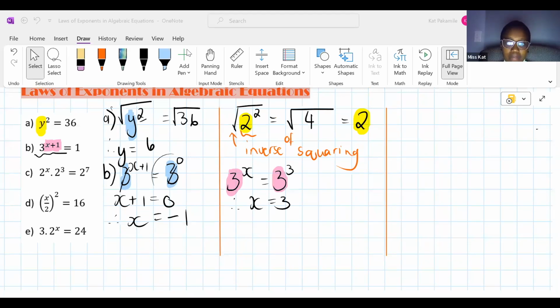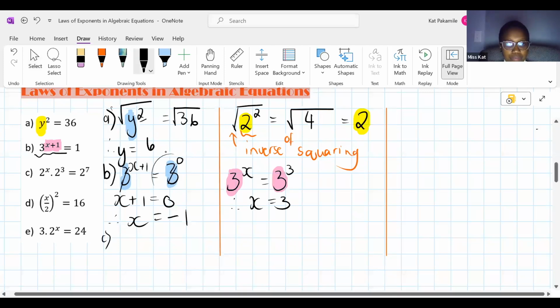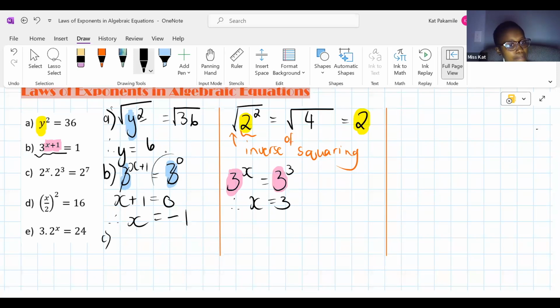Yes, Vanessa. So, ma'am, since we have the same base, we're going to add our exponents. So we need to find x. The opposite of add is minus. So 7 minus 3, which gives us 4, meaning x is equal to 4. Beautiful. So first we add the exponents. So I'm going to say 2 to the power of x plus 3 equals 2 to the power of 7.